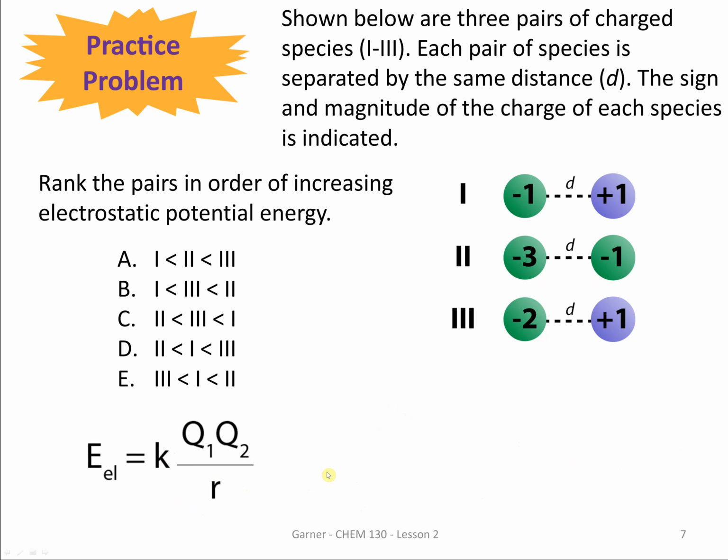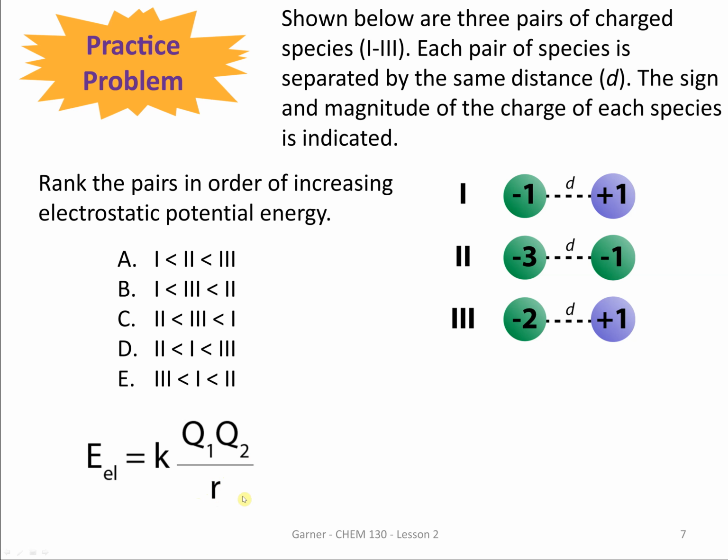Let's do this for pair 1 first. For pair 1, I know the values of Q1 and Q2, so I can plug those in here in place of Q1 and Q2. I don't know the value of k, I just know that it's some constant, but it's going to be the same constant for all three pairs. I also don't know the value of r. All they tell me is that it's some distance, d, but we know that's the same distance for each case as well, so it's going to be the same value for each of these three pairs.